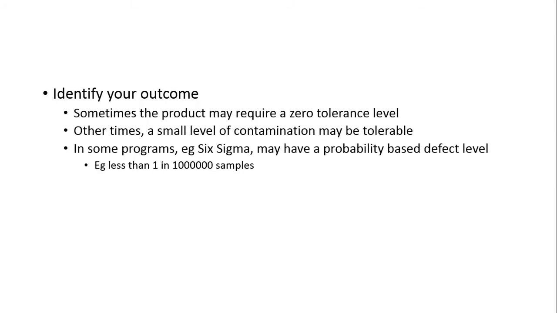Identify your outcome. Now, in many cases, facilities say we have a zero tolerance level for contamination in our product. But in other cases, you may say a very small level of contamination is acceptable, and it really is dependent on the hazard. In some industrial programs, Six Sigma, for example, may have defect levels based off of certain statistics. So Six Sigma, they often say we want defects showing up in less than 1 in a million samples.